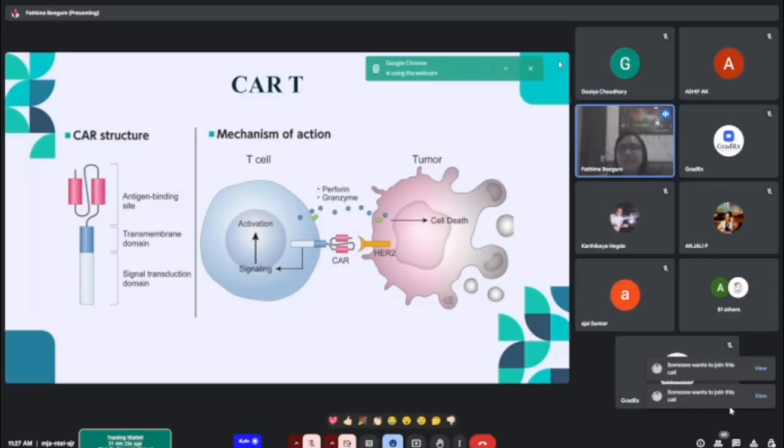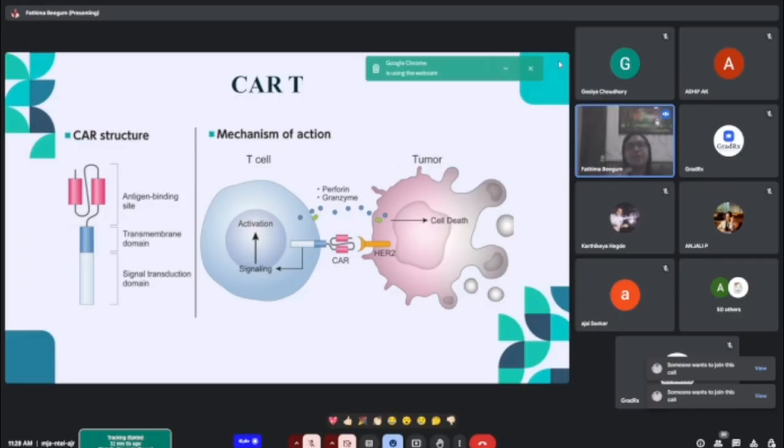What happens is once the CAR attaches to the tumor cells, you can see the tumor cells on the right side and the T cells on the left side. First, the activation of T cells occurs because the third portion of the CAR receptor is signal transduction. So that will activate the T cells and the activated T cells will secrete perforin and granzyme. Both the enzymes are essential for apoptosis. One causes proliferation and the other causes the destruction of apoptotic cells.